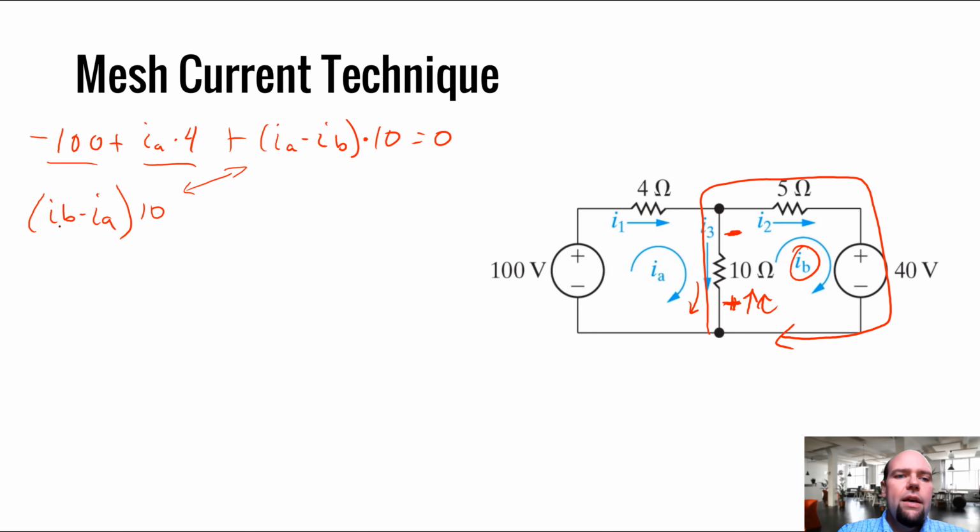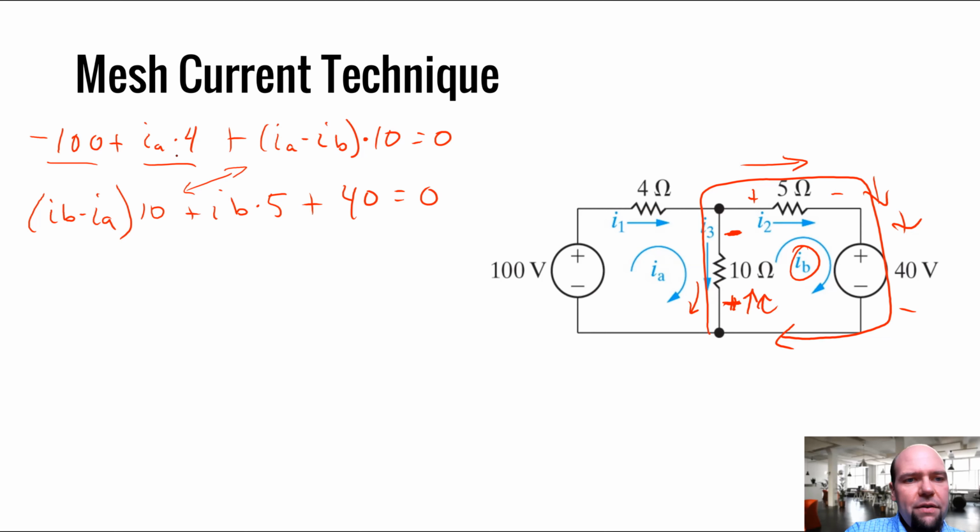Okay, all right, so now we're going to keep going around this loop. The voltage drop across the 5 ohm is going to be this current, which is IB, times 5 ohms. And then lastly, the voltage drop as we move down here is just 40 volts. Okay, 2 equations, 2 unknowns. Now we've gotten these currents, so now it's just a matter of math. So let's do the math.